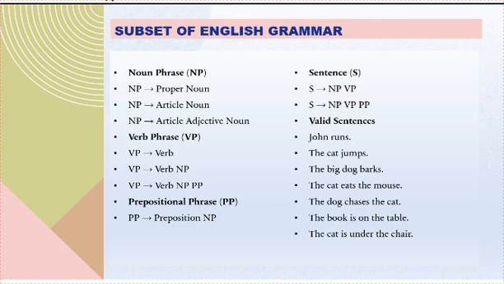We then delve into a subset of English grammar covering noun phrases (NP), verb phrases (VP), and prepositional phrases (PP). For instance, a sentence consists of a noun phrase followed by an intransitive verb phrase and another noun phrase. Valid sentences examples: we illustrate these rules with examples of valid sentences like John runs, the cat jumps, and the book is on the table.